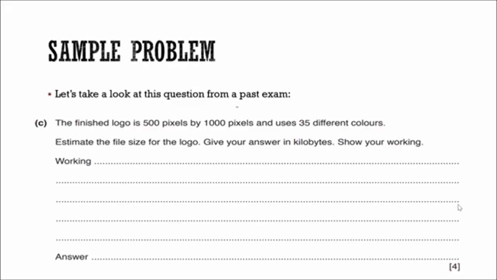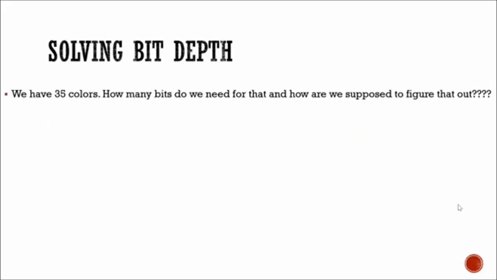So the finished logo is 500 pixels by 1000 pixels. Perfect. And now I'm going to multiply those two numbers together. All I need is the bit depth, and it uses 35 different colors. Estimate the file size for the logo. Give your answer in kilobytes, show your working. I don't see bit depth here. So we have 35 colors, but how many bits do we need for that? And how are we supposed to figure that out?